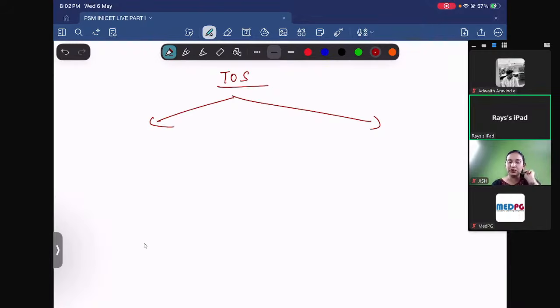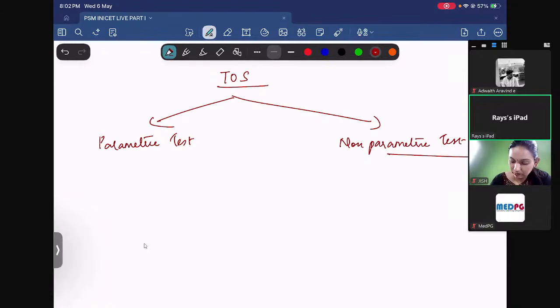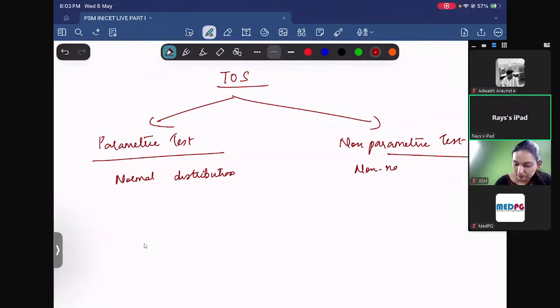So basically, you have two types of tests. One is your parametric test, and the second class is your non-parametric test. See, parametric tests are done in cases where your data is normally distributed. So when you have a normal distribution of data, you go for a parametric test. When you have a non-normal distribution, or you say it is skewed, that data you go for a non-parametric test.